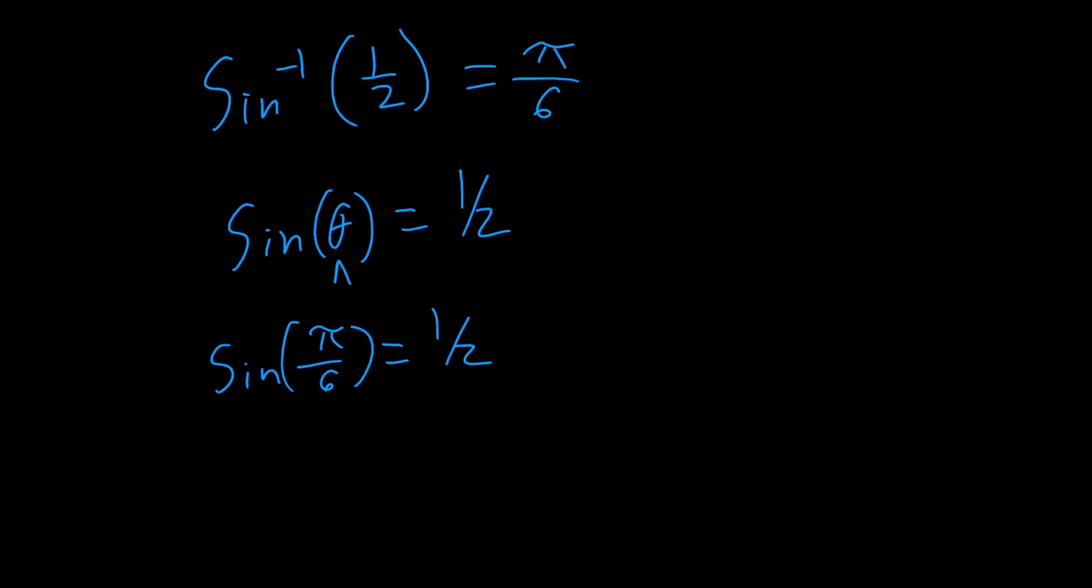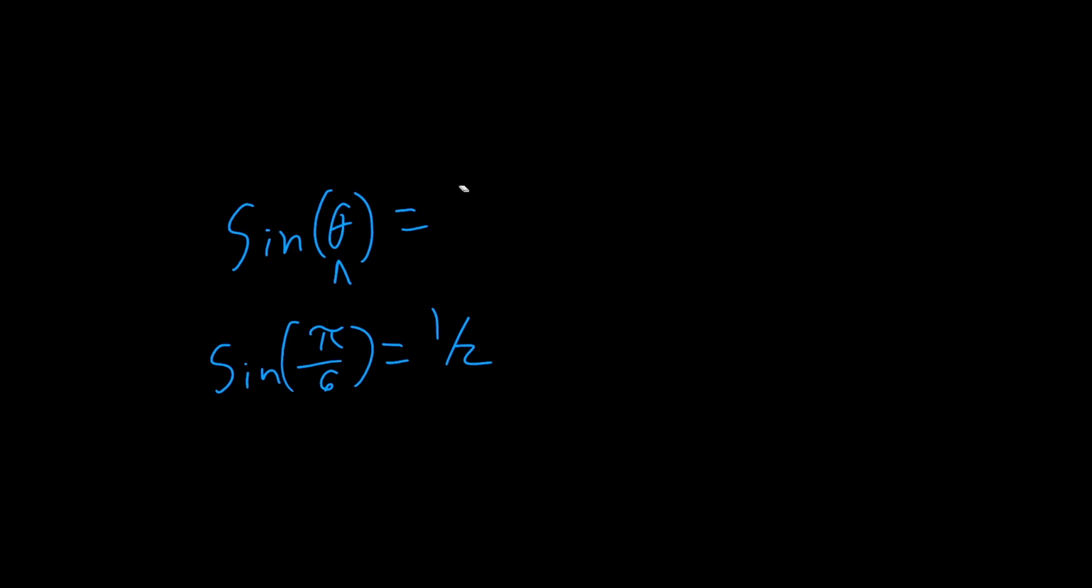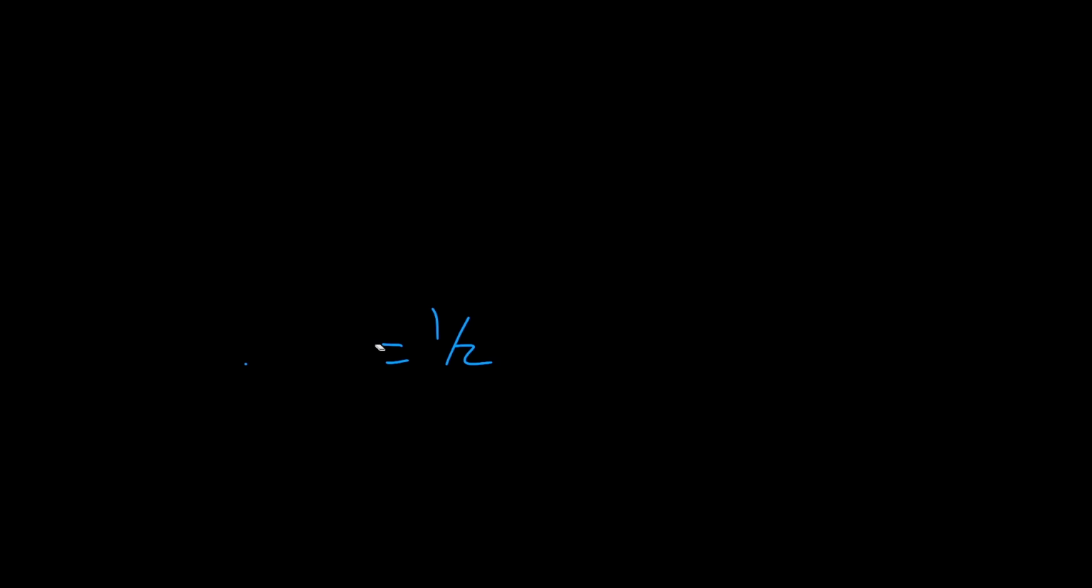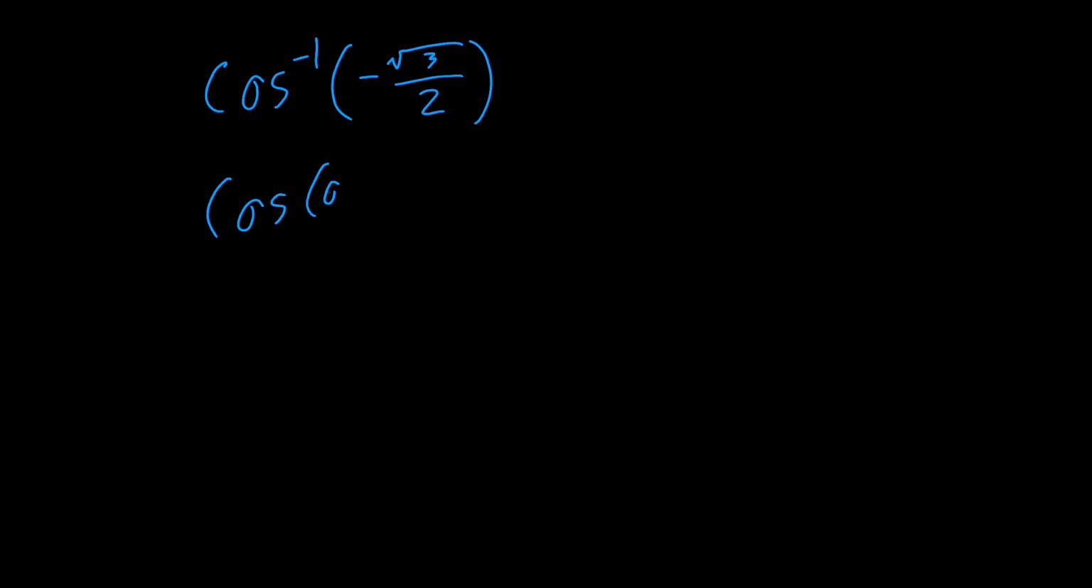So let's take a look at an example with arc cosine. Remember, arc cosine undoes the cosine function. So whenever we are given something like arc cosine of negative root 3 over 2, we can think about it as cosine of theta is equal to negative root 3 over 2.